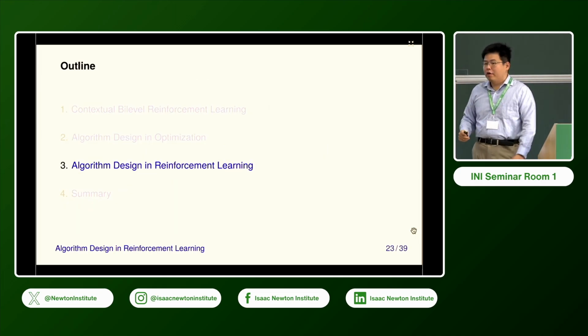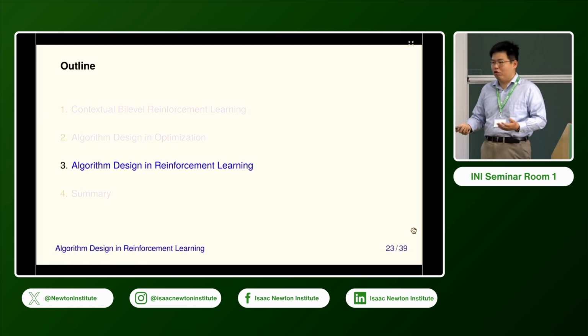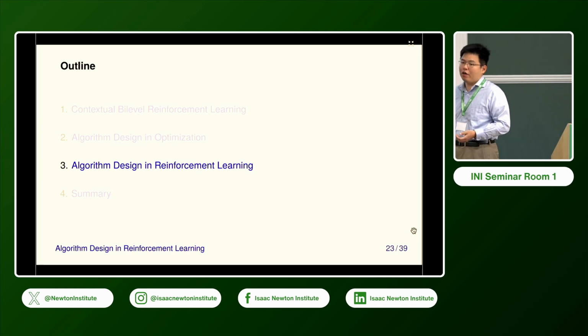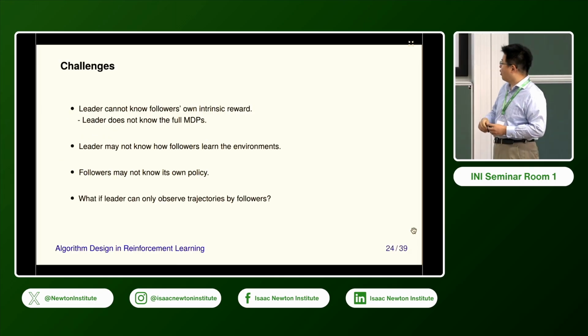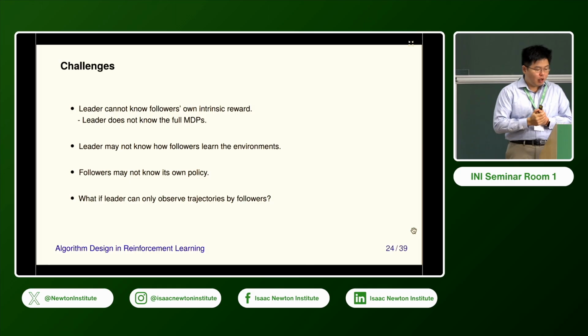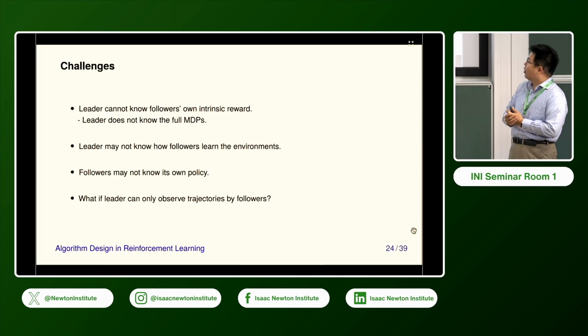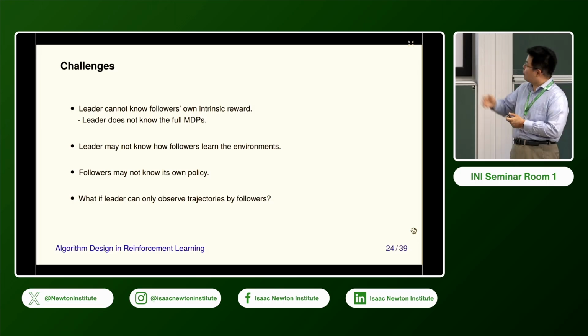Okay, now, since I have explained how we do bi-level optimization, I think things could be similar for bi-level reinforcement learning, right? If you treat reinforcement learning as an optimization problem, as a policy optimization problem. But things are not exactly the same, it turns out. It turns out that there are many constraints. So I'm listing a few here.